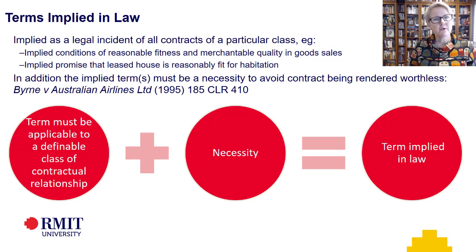So looking at it from the point of view of whether the term should be implied in law, they identified that there was an applicable, definable class of contractual relationship, in that case, employment contracts. Then they asked the next question: is it necessary in order for contracts of this class to succeed or to be effective? Is the particular clause necessary for that purpose? And if the answer to that had been yes, then the term could have been implied in law.